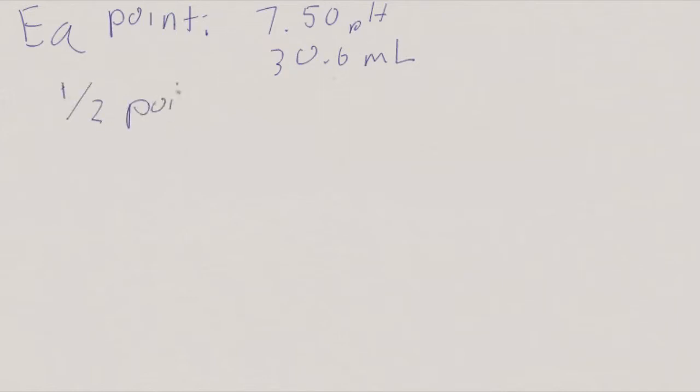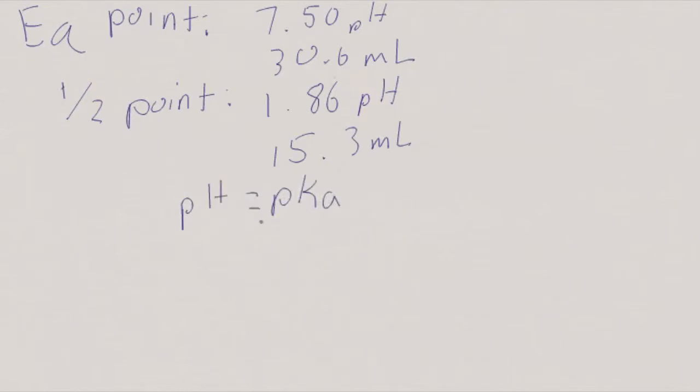To get to the equivalence point, it took 30.6 milliliters of NaOH. At this point, the pH was at 7.5. Halfway to the equivalence point was when 15.3 milliliters of NaOH was added. At that point, the pH was 1.86. At the halfway point, the pH is equal to the pKa, so the pKa was 1.86.